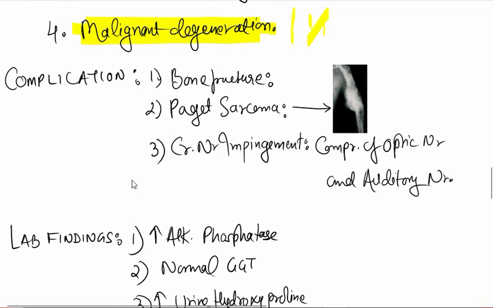Complications. The bone is weakened here, so it may get easily fractured. It can transform into sarcoma, and the most common sarcoma is osteosarcoma. Cranial nerve impingement syndrome. Just like if the optic nerve is compressed, then the patient can have visual loss, and if the auditory nerve is compressed, then deafness can happen.